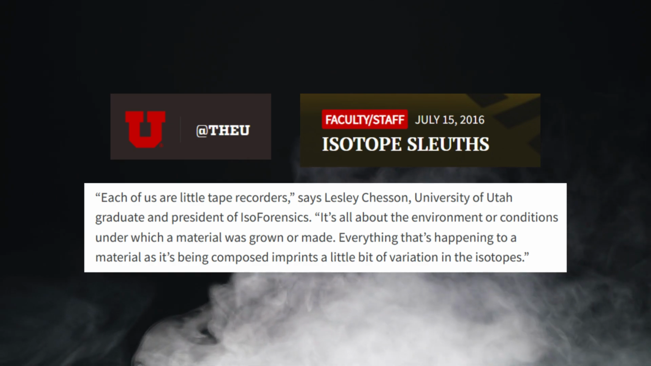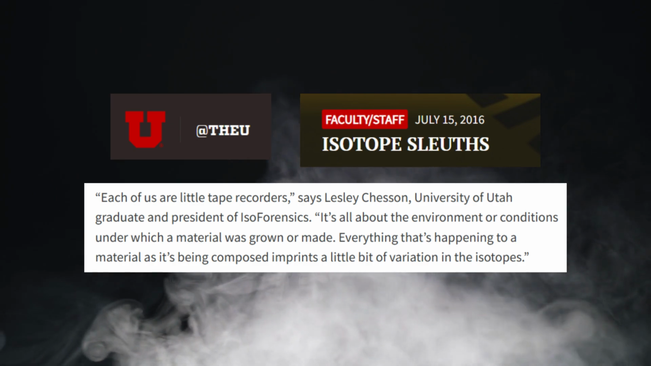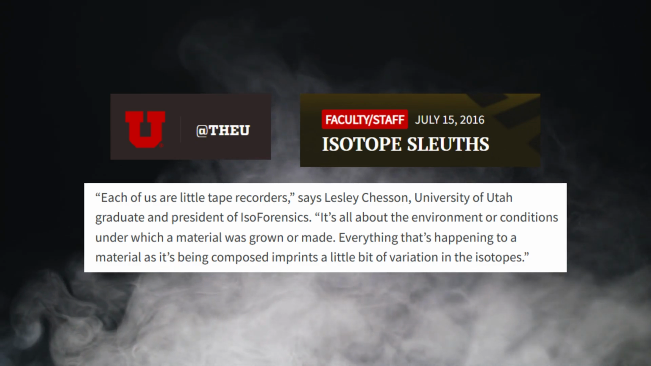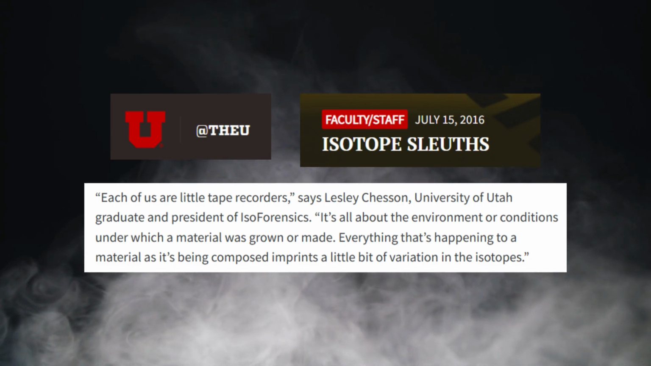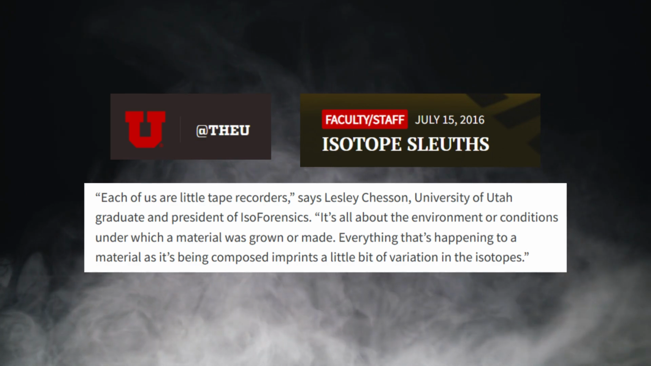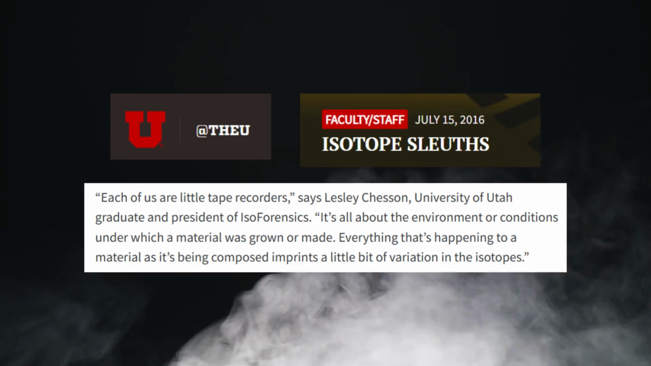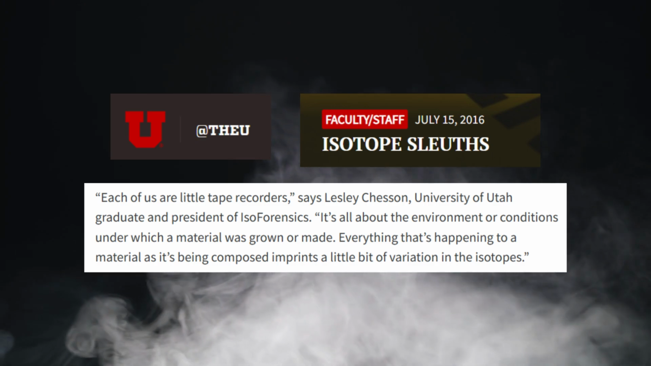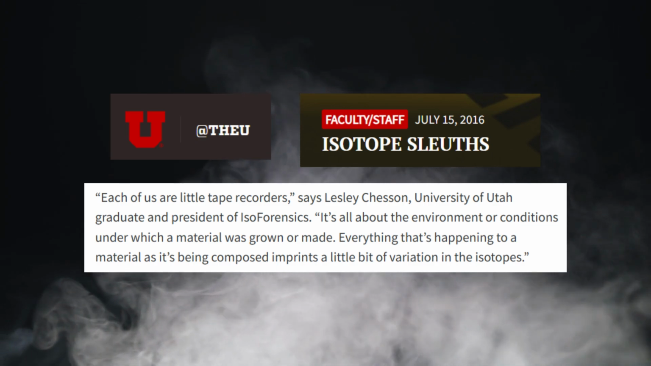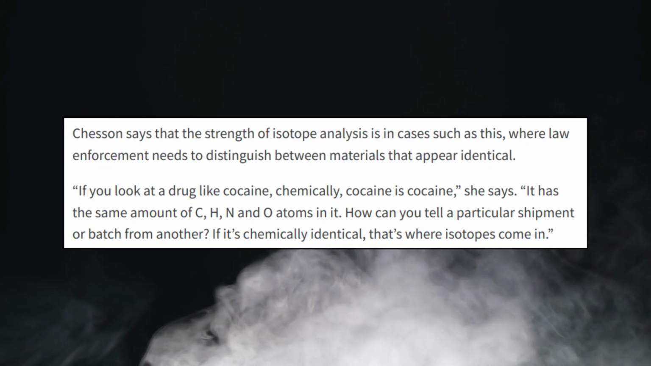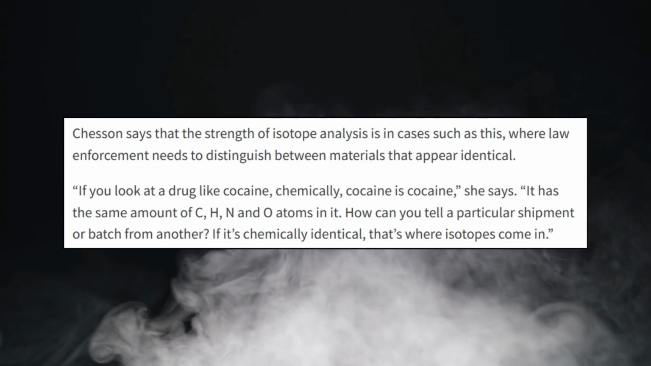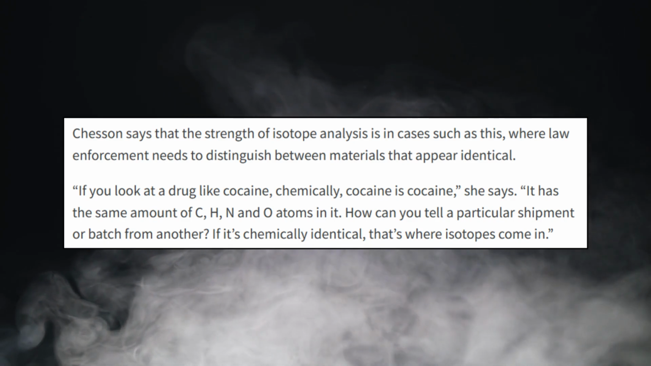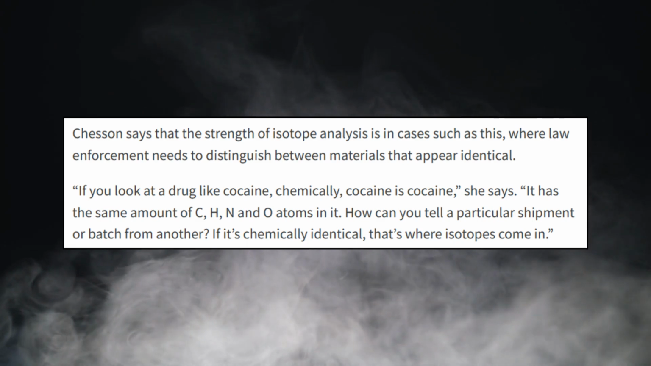"Each of us are little tape recorders," says Leslie Chesson, University of Utah graduate and president of Isoforensics. "It is all about the environment or conditions under which a material has been grown or made. Everything that is happening to a material as it's being composed imprints a little bit of variation on the isotopes." Chesson says that where law enforcement needs to distinguish between materials that appear identical is a strength of isotope analysis. "If you look at a drug like cocaine, chemically, cocaine is cocaine," she says.